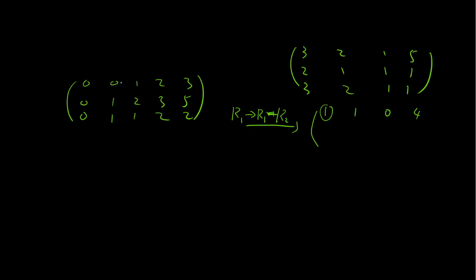I'm trying to say make the leading one of row 1 as far left as possible. We do not see a 1 in here. This is not the location of the leading one of row 1 in the final form. In the final form, the leading one of row 1 has to be at this location.